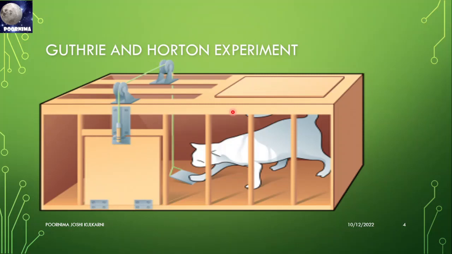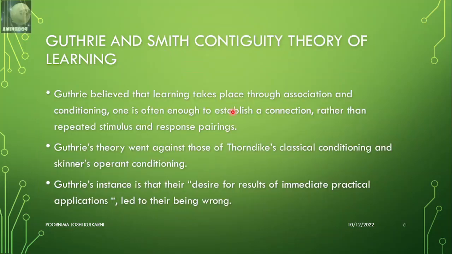The Guthrie and Horton experiment allows us to assume that an animal learns an association between a stimulus and a behavioral act after only one experience. Guthrie and Smith's contiguity theory of learning: Guthrie believed that learning takes place through association and conditioning. One pairing is often enough to establish a connection rather than repeated stimulus and response pairings. Guthrie's theory went against those of Thorndike's classical conditioning and Skinner's operant conditioning.